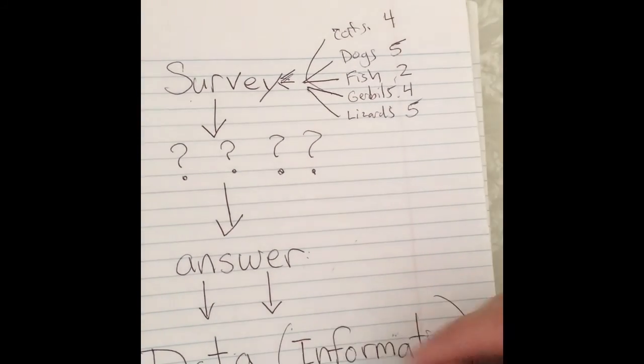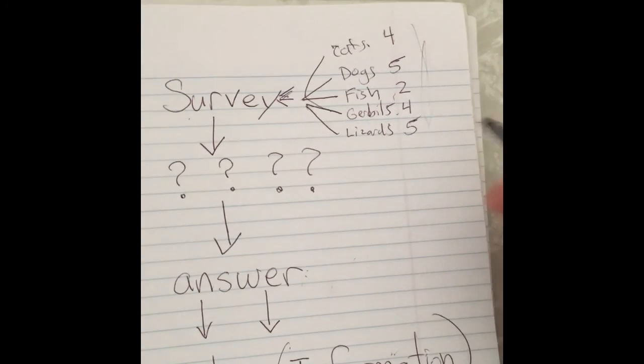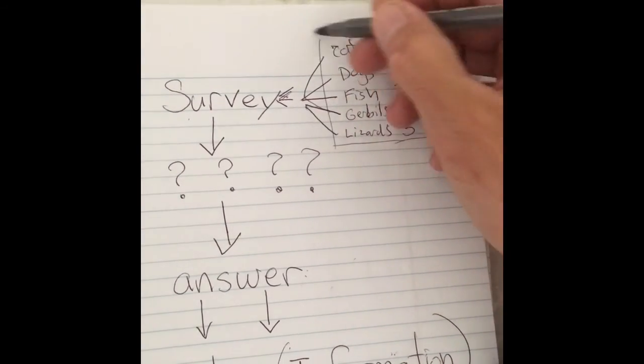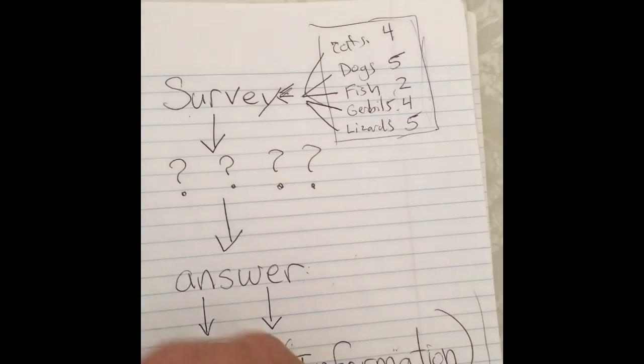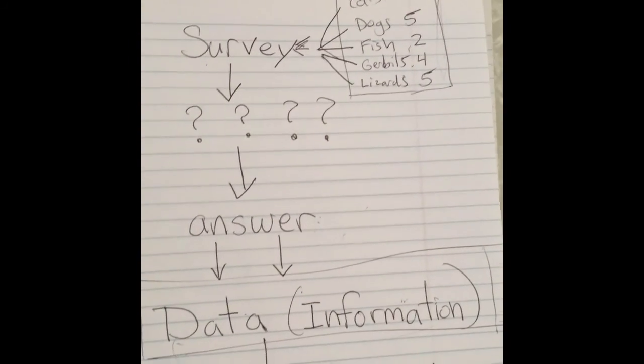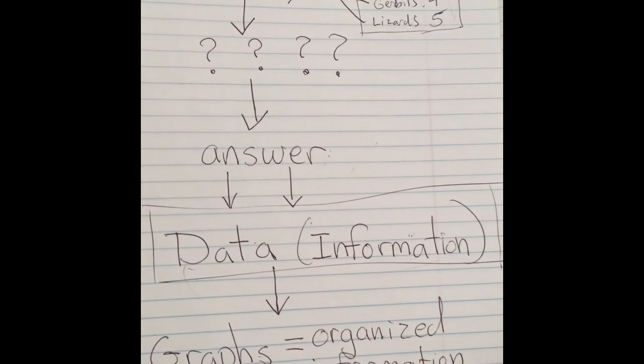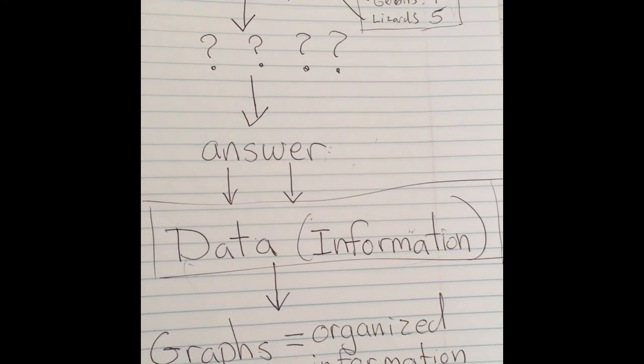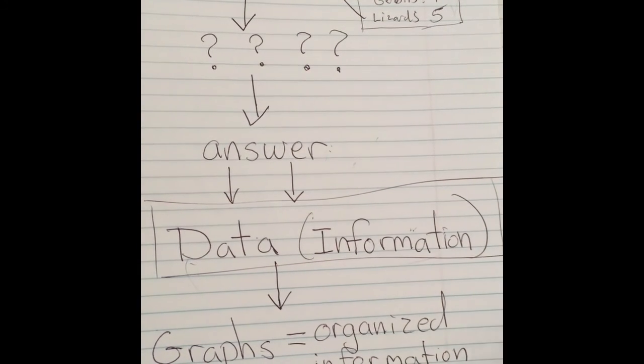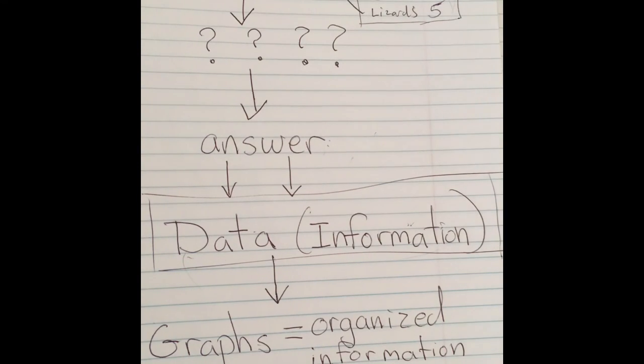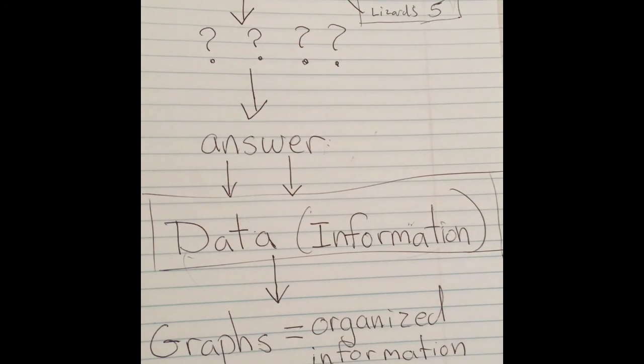then 5 kids end up liking lizards. So you're taking that information, which is basically just called data, a fancy word for information, and you're organizing it. Two common ways to organize that would be picture graphs or bar graphs. So the two that we're going to spend most time talking about in this unit 5 are picture graphs, which use pictures, and bar graphs, which use bars.